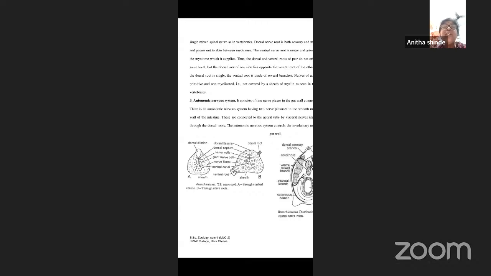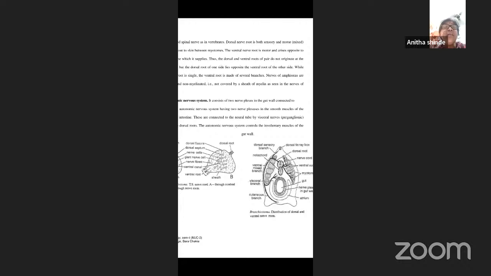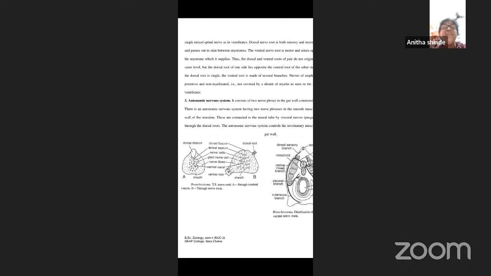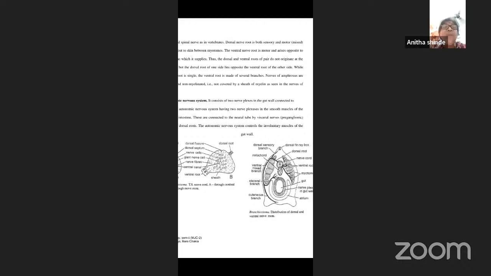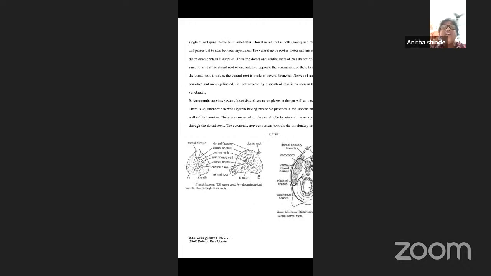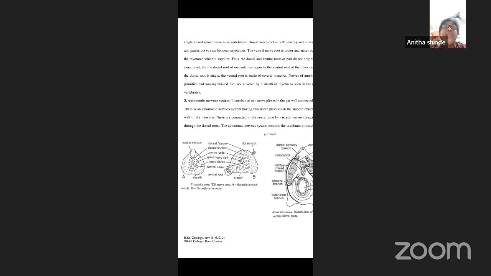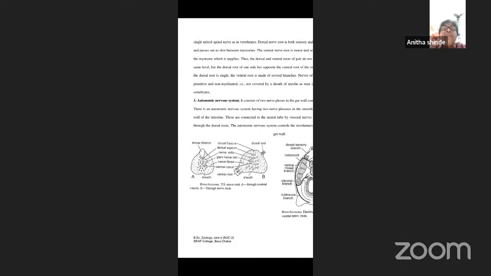The dorsal nerve root is both sensory and motor and passes out to the skin between the myotomes. The ventral nerve root is motor and it arises opposite to the myotome. Thus the dorsal as well as the ventral root of the pair do not originate at the same level. The dorsal root of one side will lie opposite to the ventral root of the other side. That is how they arise. While the dorsal root is single, the ventral root is made up of several branches.